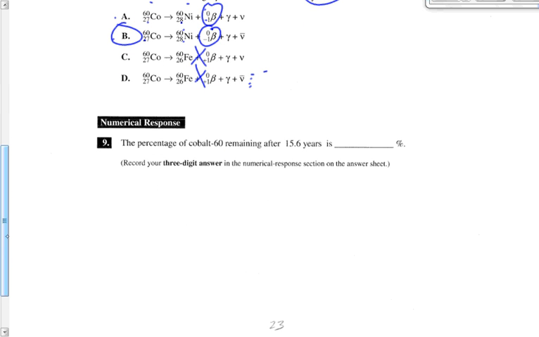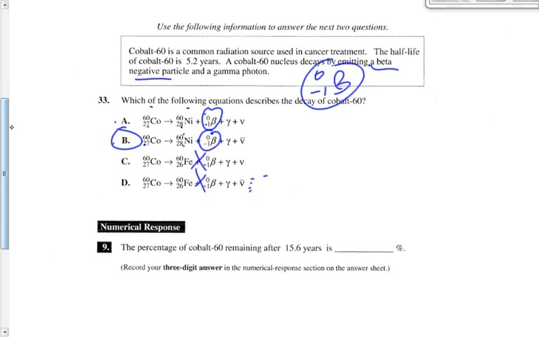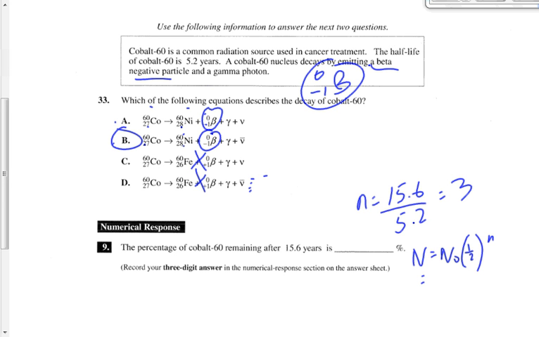Percentage of cobalt-60 remaining after 15.6 years. Let's say N is equal to 15.6 over 5.2. The time over the half-life gives me 3. And then, right, gentlemen? The amount that we start with is 100% since we're dealing with a percent. Do the math there. Works out to be 12.5. Or we're going to say, yeah, just write in 12.5.